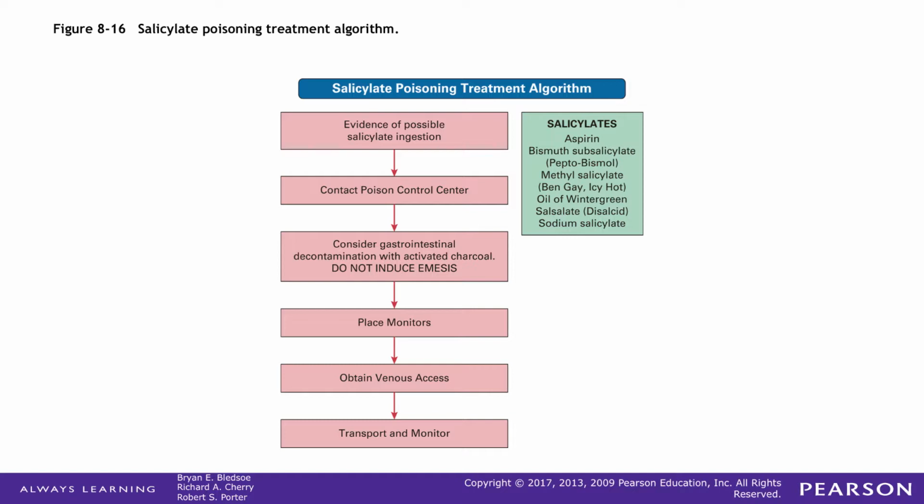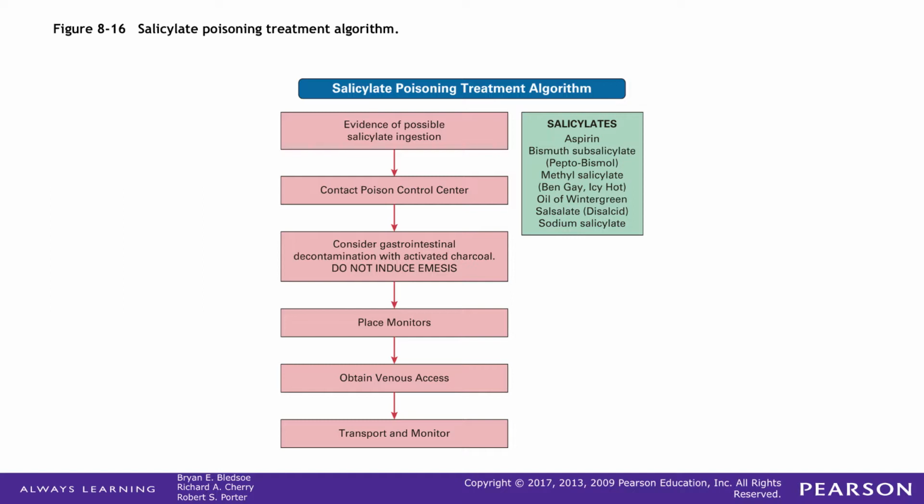So this just shows you some of your treatment of salicylate poisoning. Here you have the evidence of ingestion, contact poison control, but the hospital will usually do that for you. Consider GI decontamination, like activated charcoal. Don't make them throw up, but they'll probably throw up anyway because that has to be really nasty to swallow that much of it. Monitor, IV, O2, transport and monitor. That's what we can do for them. Take care of their ABCs.